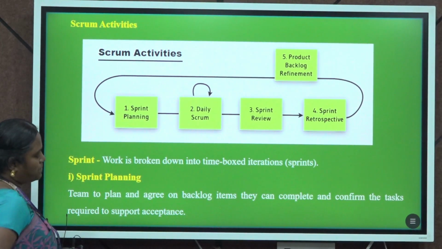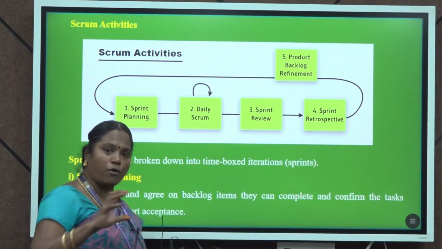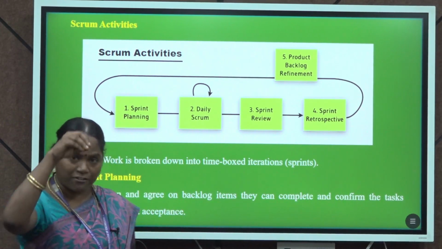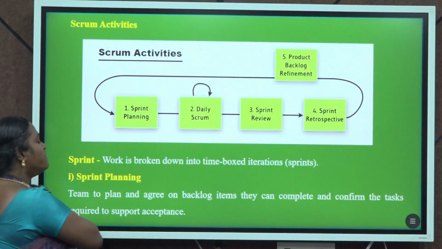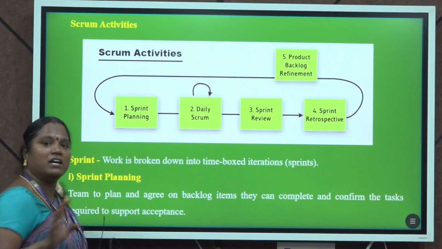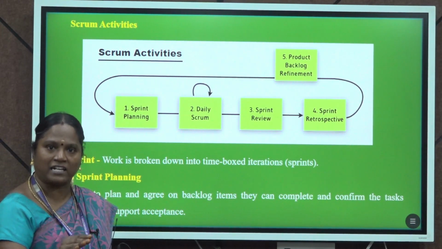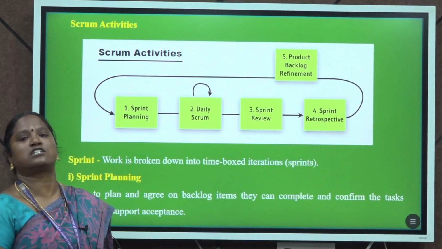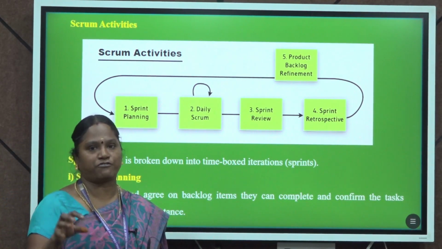The next one is sprint planning. In sprint planning, the team finalizes the number of features to be implemented within this sprint. That will be identified by the Scrum team. They finalize the product list, which items are going to be completed within this time duration of 1 to 4 weeks.